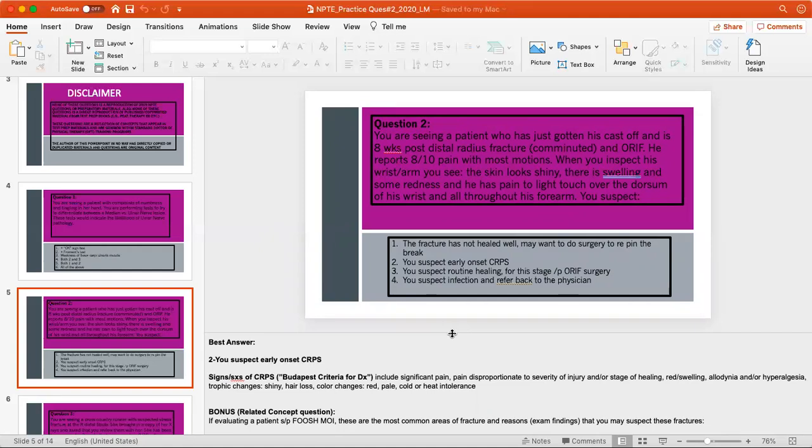And then our bonus question on this one, if you're evaluating a patient after a fall on outstretched hand, or FOOSH, mechanism of injury, what are the most common areas of fracture in the upper extremity and exam findings that might clue you in? So I'm thinking specifically 1 at the wrist and 1 in the hand. So like the scaphoid would be a common fracture. Good. And then how about at the wrist? And then the radius. Yes, distal radius and scaphoid.